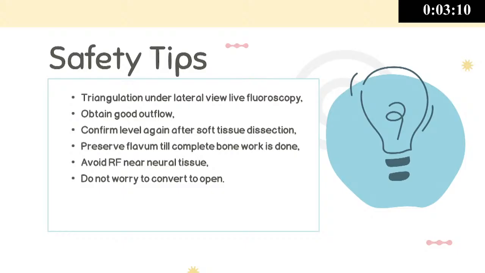Now, it is very important to understand these points. As I said, triangulation under lateral view live fluoroscopy, good outflow is always required. Confirm level again after soft tissue dissection. Preserve flavum till complete bone work, as I said yesterday. Avoid RF near neural tissue, and trust me, in cervical spine, do not worry to convert to open.